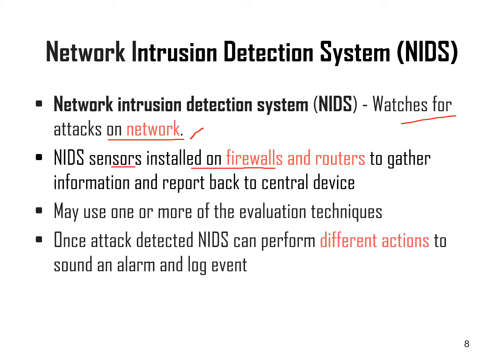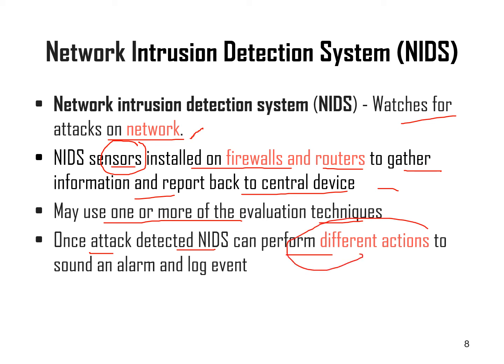NIDS sensors are installed on the firewalls and the routers. So the sensors have been installed. It is like a device. Here they mention the sensor is a device, or software. So it is installed on the firewall and the router to gather the information and report back to the central devices. It may use one or more of the evaluation techniques. Yes, we can use any monitoring technique we have discussed so far. Once an attack is detected, NIDS can perform different actions, such as sounding an alarm or logging the event. So I can log what is actually happening, or I can alarm a particular network administrator that this is happening.